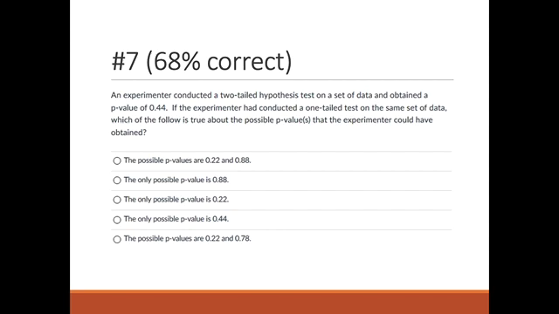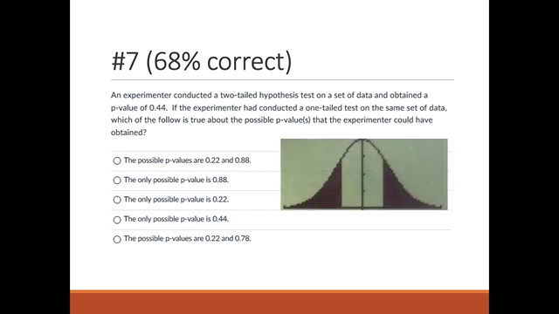So question number 7, I'm going to read this whole question. If an experimenter conducted a 2-tailed test on a set of data and got a p-value of 0.44, fine. If the experimenter had conducted a 1-tailed test instead on that same set of data, what's true about the possible p-values the experimenter could have obtained? So let's look at a picture here.